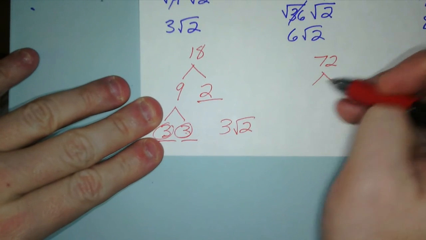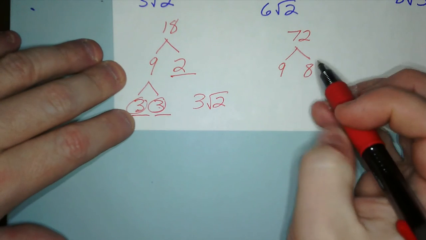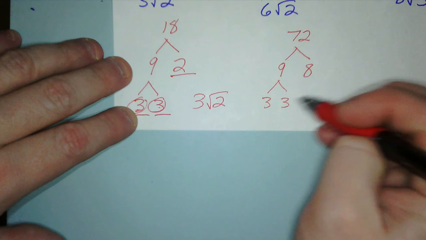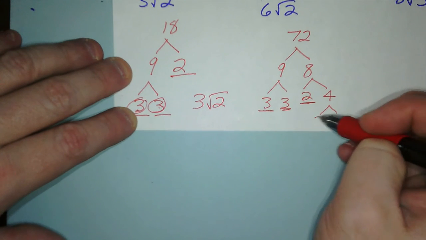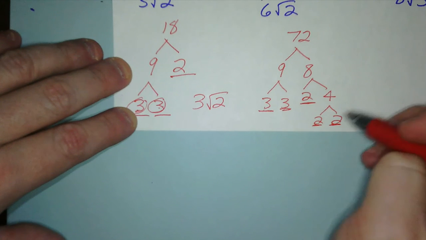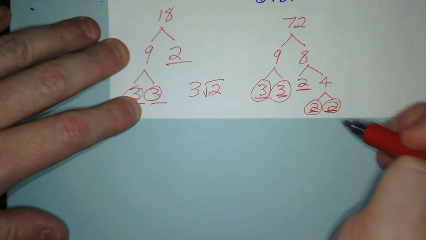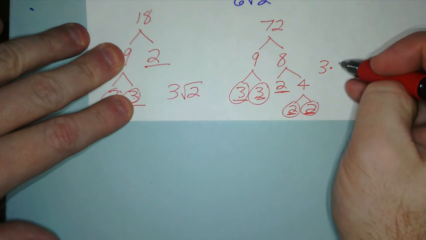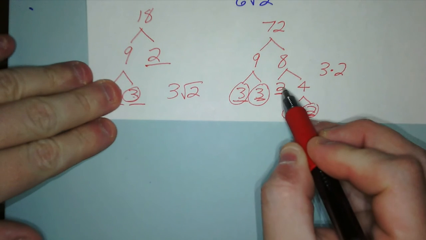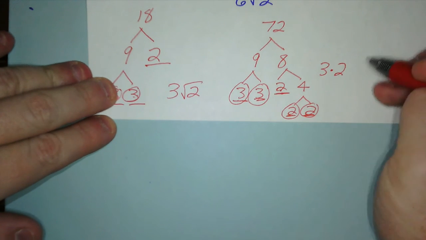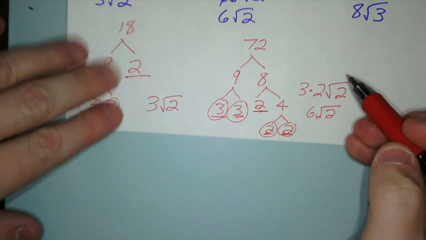72, heck, let's see what happens. We got 9 times 8. It doesn't matter how you start breaking it down. You're going to get the same numbers in the end anyway. So that's 3 times 3. Those are done. This becomes 2 and 4. That's done. But this 4 becomes 2 times 2. So here we go. We have a pair of 3s and a pair of 2s. So we have a 3 that comes out, a 2 that comes out, and this 2 is a single, so it stays under there. So this becomes a 6, and again, 6 root 2 is our final answer.